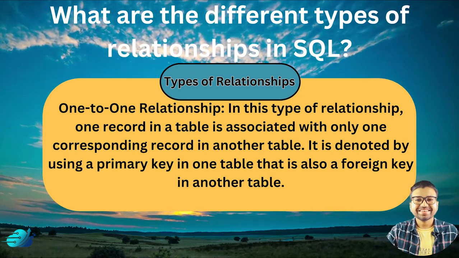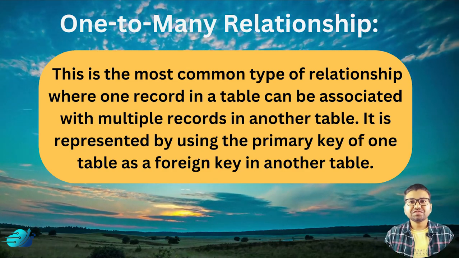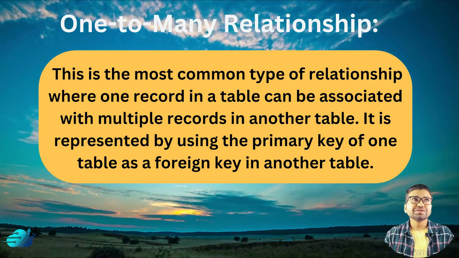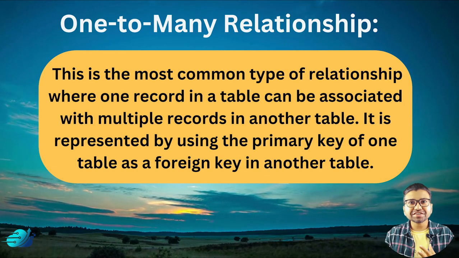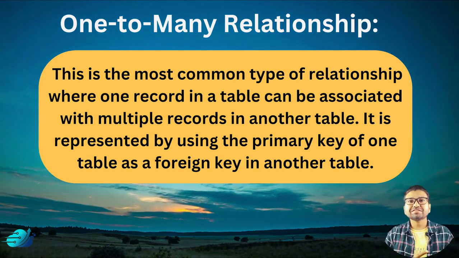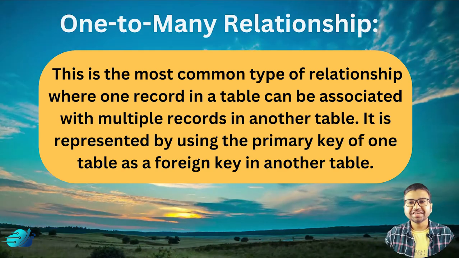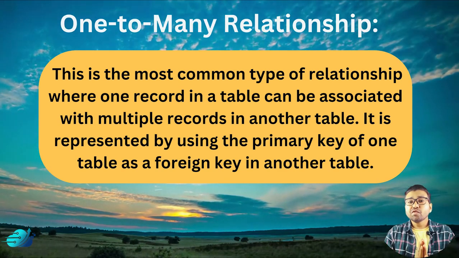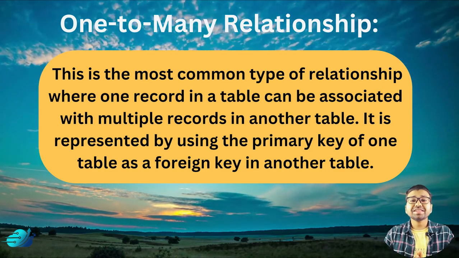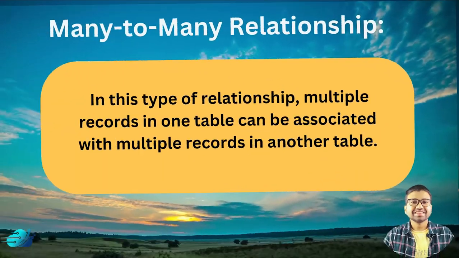The second type is very common and famous. This is the one-to-many relationship. You must have seen the teacher and student relationship. You must have seen doctor and patients. One doctor handles many patients, right? One teacher teaches many students, right? The same thing: one record in a table can be associated with multiple records in another table.